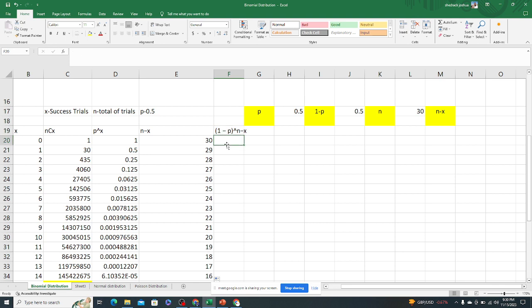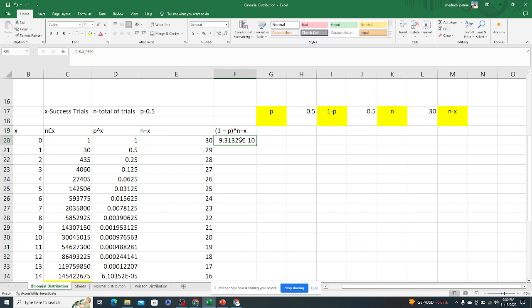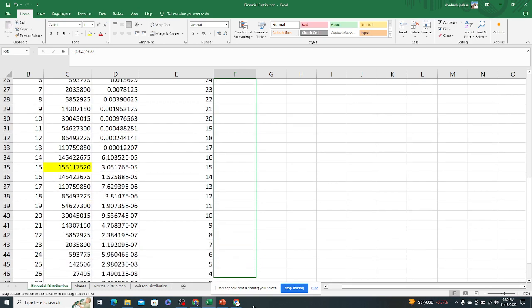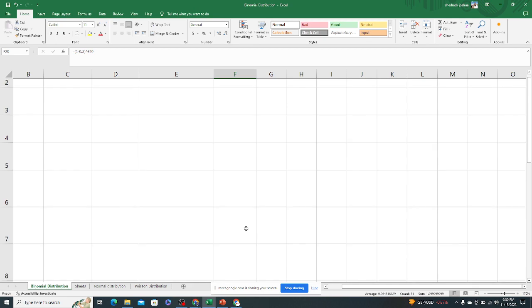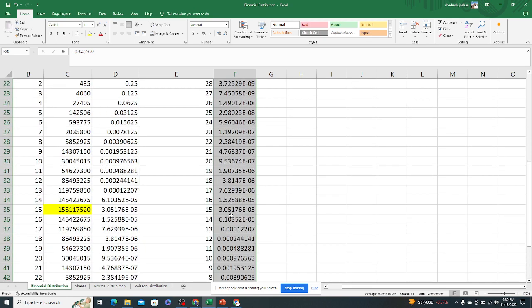So in this case, we are going to say it is equal to 1 minus the probability of success, which is 0.5, then raised to n minus x, and we already have n minus x here. So in this case, we are going now to calculate all this, and this will be our outcome.